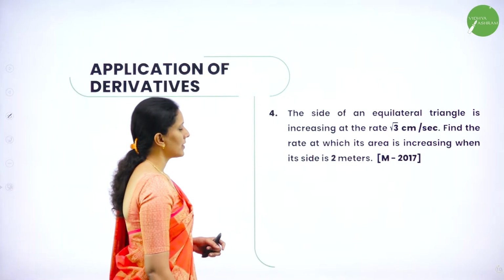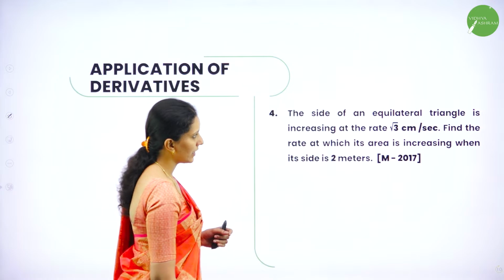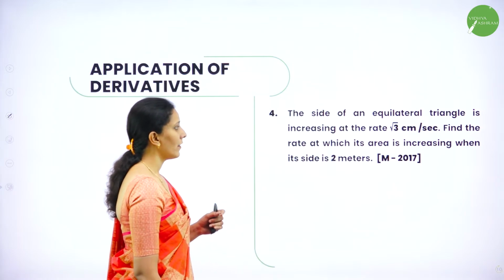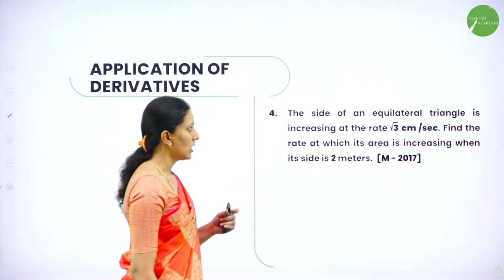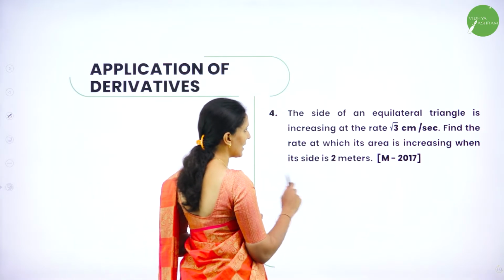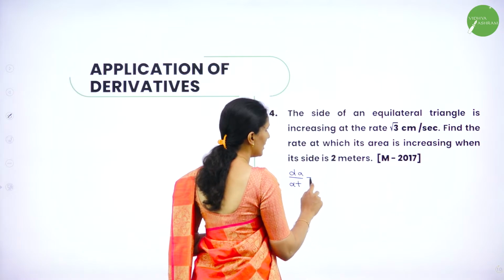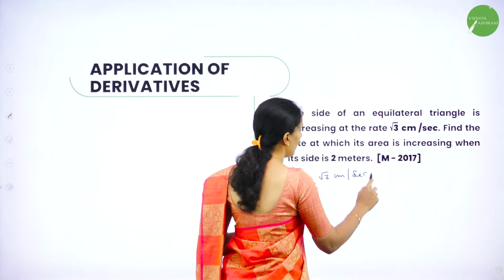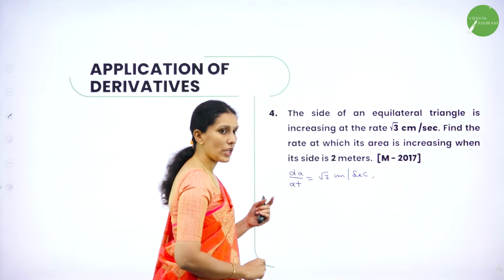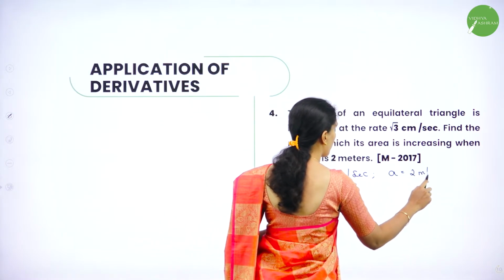Next one, the side of an equilateral triangle is increasing at the rate of √3 centimeter per second. Find the rate at which its area is increasing when the side is 2 meter. So let me take the side as a. So therefore change in side, I'll take it as da by dt, √3 centimeter per second, and we have to find the change in area whenever the side is 2 meter.